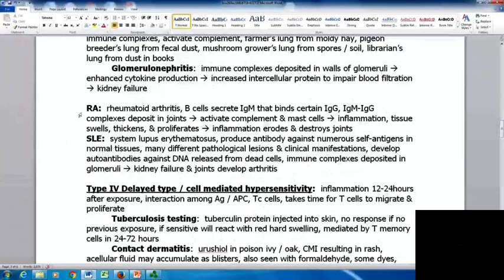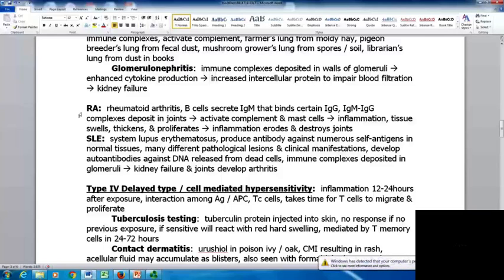A couple of bigger diseases, RA or rheumatoid arthritis. Here the B cells secrete IgM that's going to bind certain IgG molecules. Your IgM-IgG complexes will deposit in the joints. That will activate complement and the mast cells and lead to inflammation, tissue damage, thickening, and proliferation of the tissue. And this will lead to inflammation that will erode and destroy the joints.